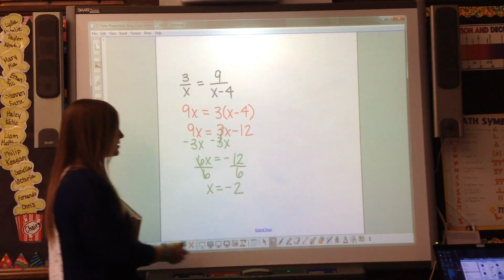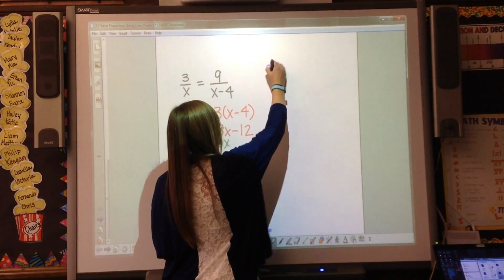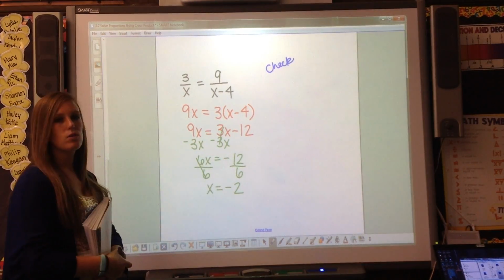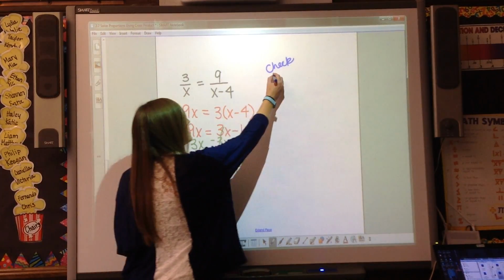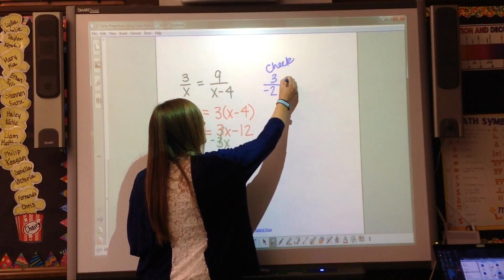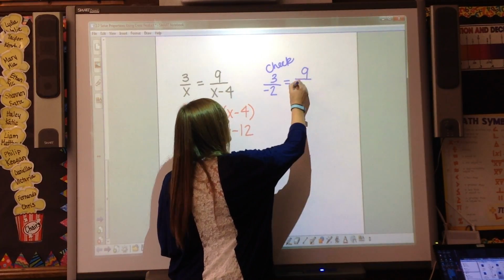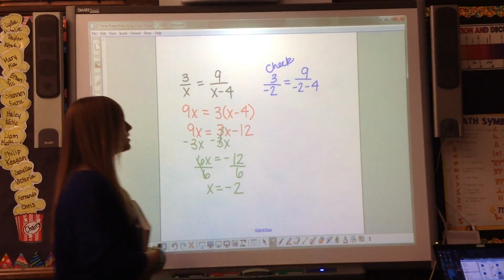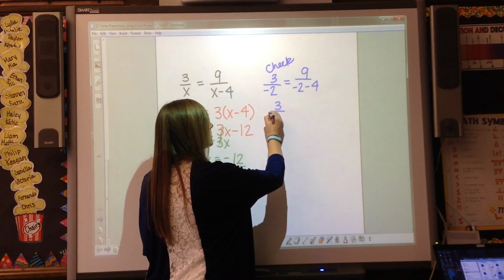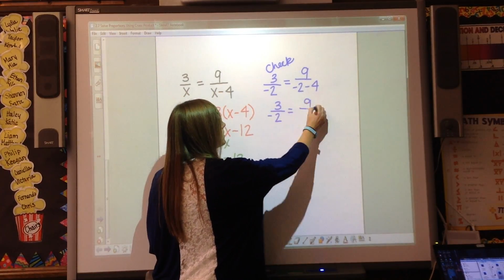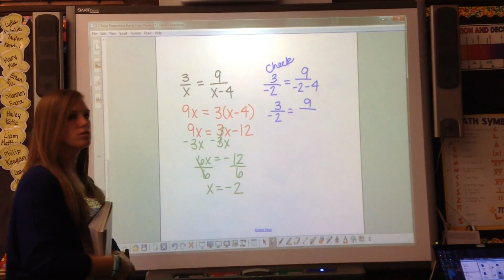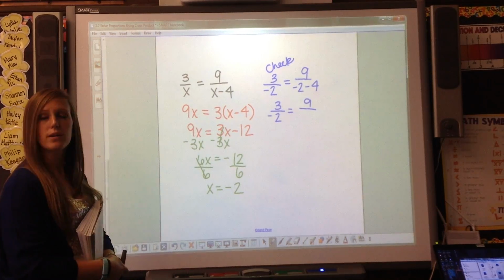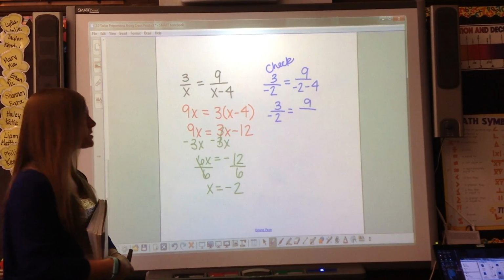Okay, now we're going to check to see if that's correct. I'm going to plug negative 2 in for all of the x's. Looks like we have a little bit of solving to do on that right side. Negative 2 minus 4, I can turn it into plus the opposite, so it says negative 2 plus a negative 4. Or I can see that we have two negatives, same sign.